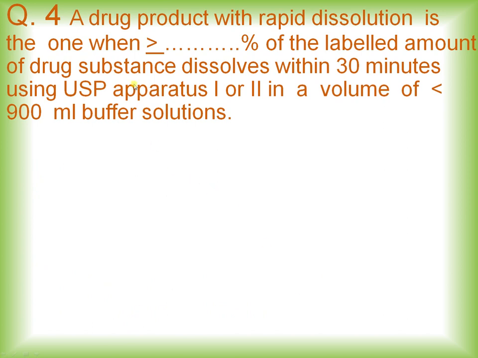Now moving towards the next question. A drug product with rapid dissolution is the one when more than or equal to dash percentage of the label amount of a drug dissolves within 30 minutes using USP apparatus 1 or 2 in a volume of less than or equal to 900 ml of buffer solutions. Options are 80%, 85%, 90%, 95%, and the right answer is option B, that is 85%.